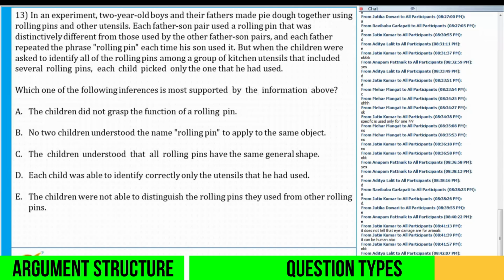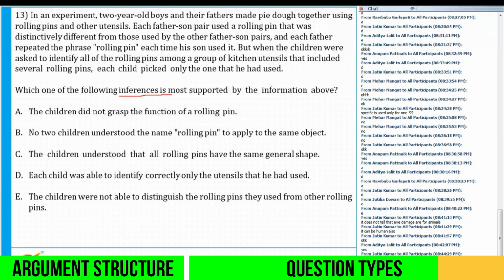Did you understand? Father and son, they are using a rolling pin. Okay? There are many groups of father and son. They are using rolling pins. And when they are using rolling pins, the father tells them, this is a rolling pin, this is a rolling pin. Okay? All the rolling pins are slightly different. They are distinctively different. There are small differences. Now, all these rolling pins are kept together, and other utensils also are kept together. And the children are asked, which all are rolling pins? So what do the children do? The children pick up that particular rolling pin which that child was using with his father. From this, what can we infer? What do we understand from this?